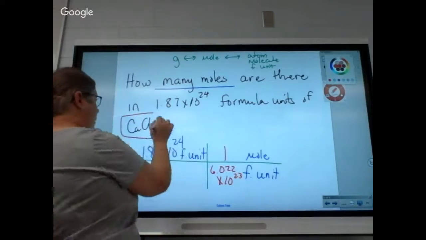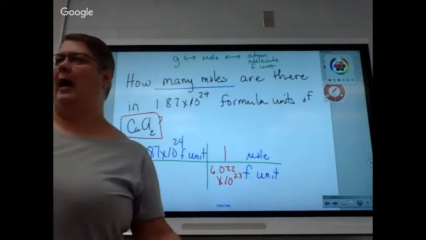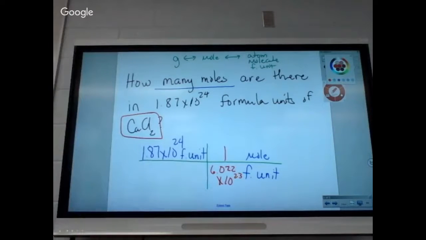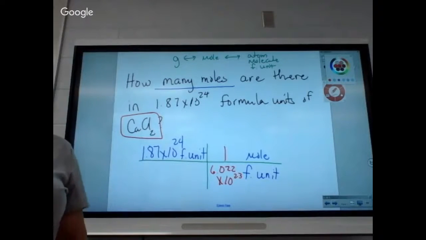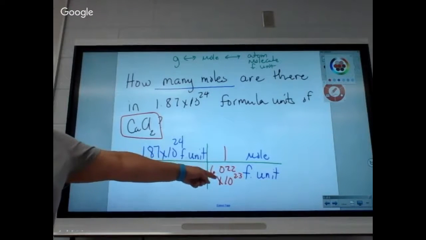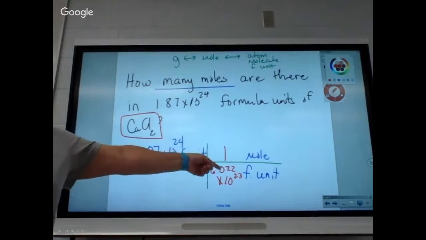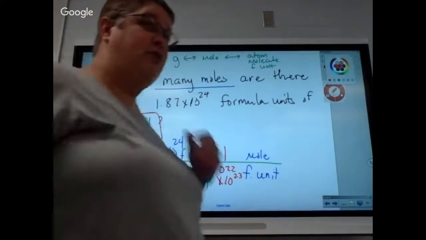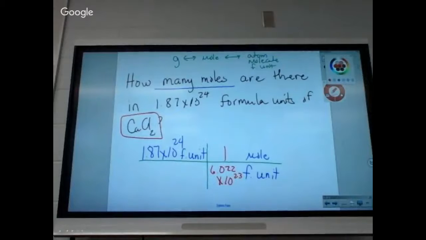So since there's no gram in this chart, do I need to add up the mass of this compound right here? No, which is why I tell you I don't ever start by adding up the mass of the compound. Because if you've added up the mass of that compound, you're going to put it in that chart somewhere. I promise you, you're going to find a spot for it. So don't start by adding up the mass of the compound. You don't need it in this case.